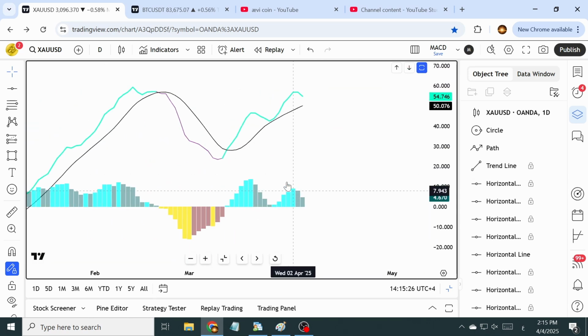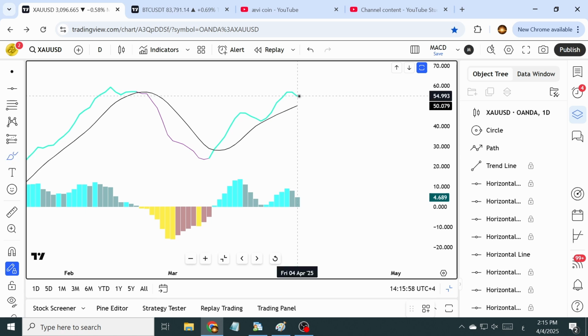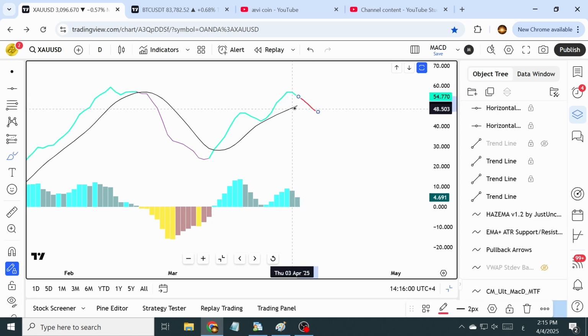Regarding MACD, as we see, the signal line and the MACD line are closing on each other, and we could see a cross, as I mentioned previously, between the MACD line and the signal line. This could be in the next coming days, probably the first 2 days of the week.